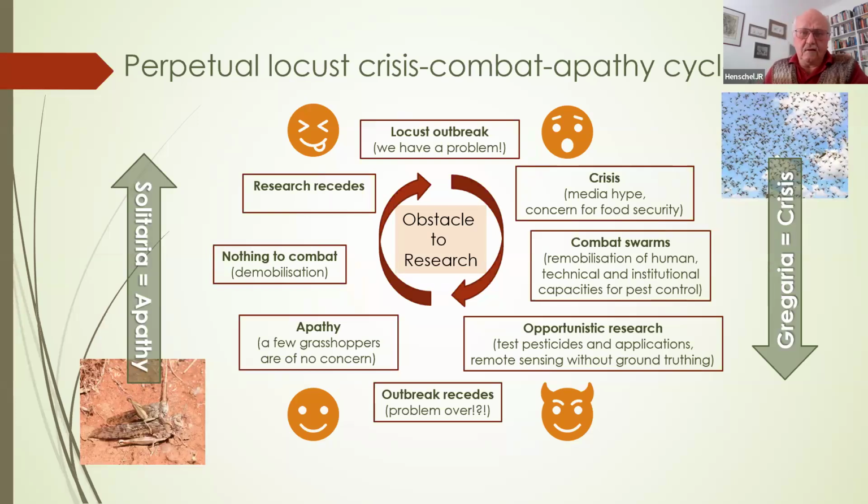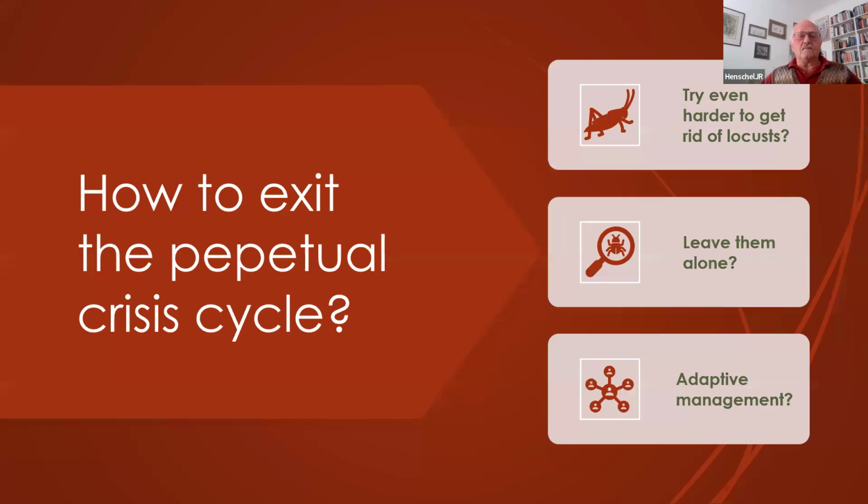So when there's an outbreak, it's a crisis, you mobilize all the resources, get everything ready and going to combat them. There may be some opportunistic research happening because of the overall interest. There's a lot of media hype and everyone is watching that space. And when the swarms recede, everyone goes home again. There's apathy. There's no need to do anything. Research recedes and everything is still and happy until the next crisis.